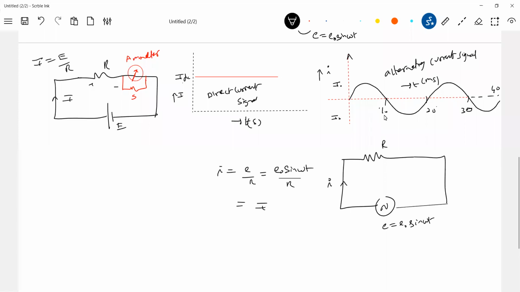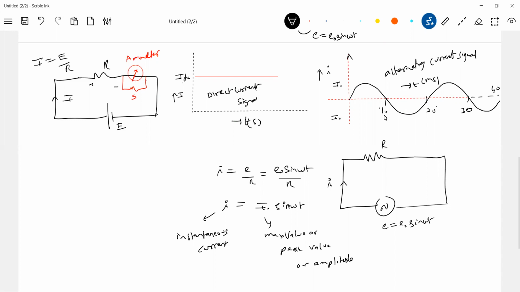I'm putting it once again. Now we are going to define a few terms. What is this I? This I is called the instantaneous current. At any time t we can find this current I, and this is the maximum value of current, the peak value, or if you know SHM, we'll call it amplitude.